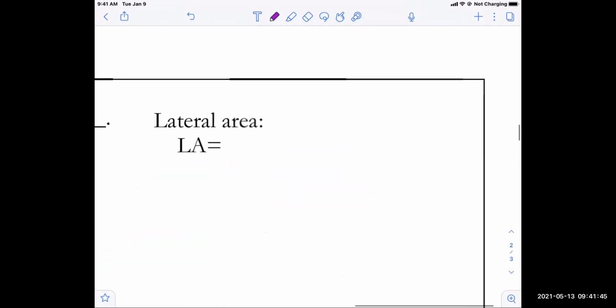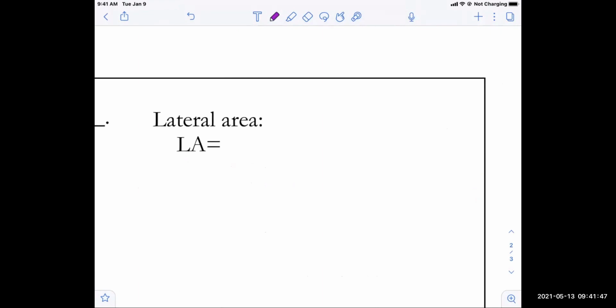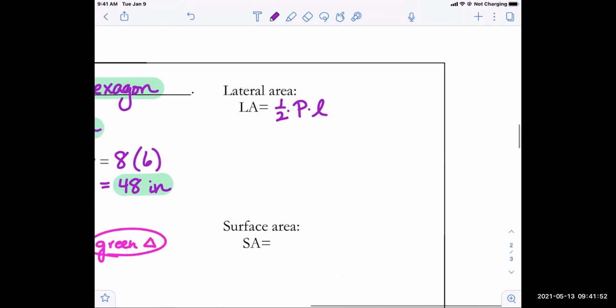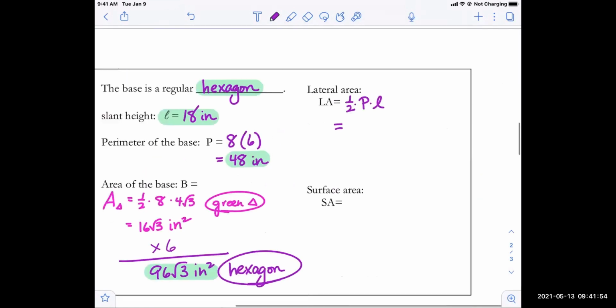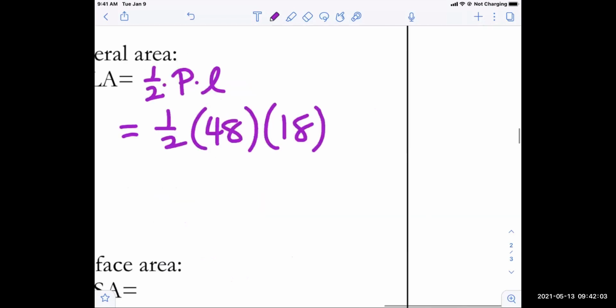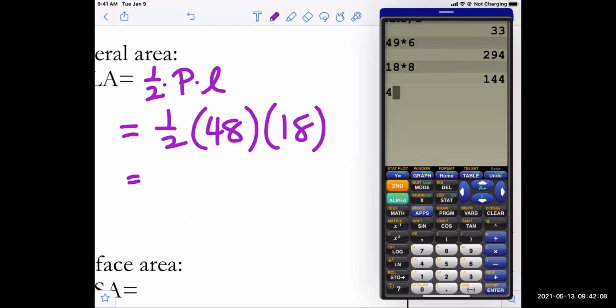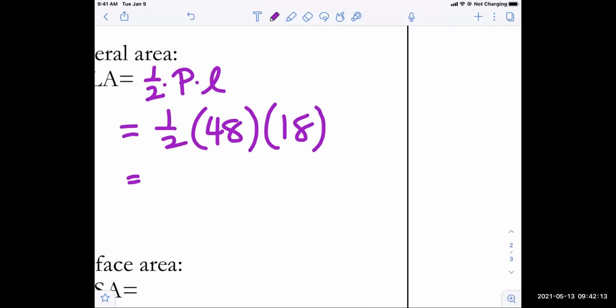Okay, formula for lateral area. Lateral area is 1/2 PL. So 1/2, the perimeter of the base we found was 48. The slant height we were given in the problem was 18. 24 times 18, 432, I agree. 432, what's the label going to be? Inches squared.